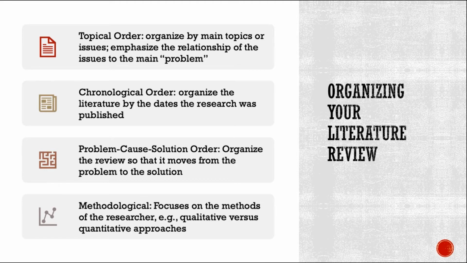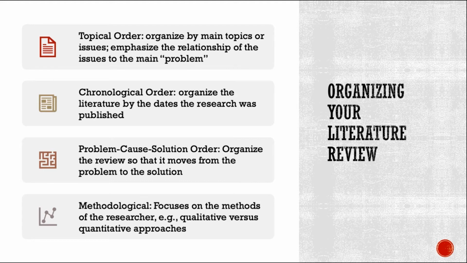So how to organize a literature review? We have 4 ways. Usually the most famous one is the topical order, meaning we organize our writing by the main topics and issues, and we emphasize the relationship of the issues and the main problem. It means that we emphasize more on similar conclusions, similar findings, or similar methodology that has been used. Usually we use this particularly when we discuss previous empirical studies. I suggest you use the topical.